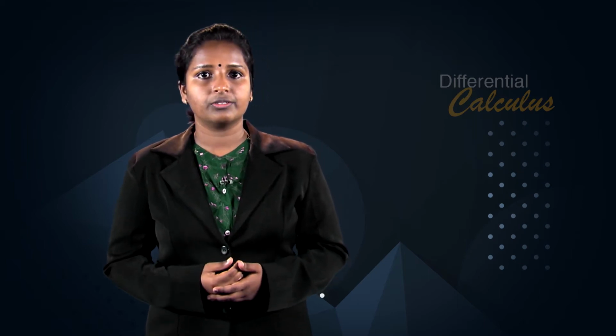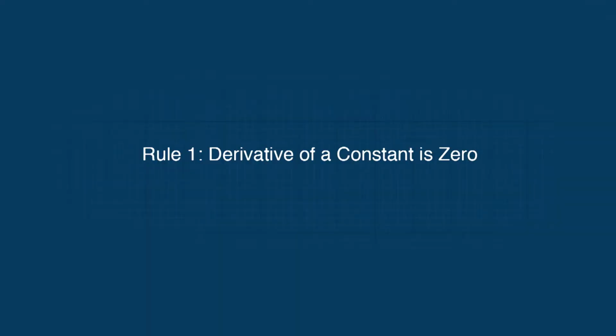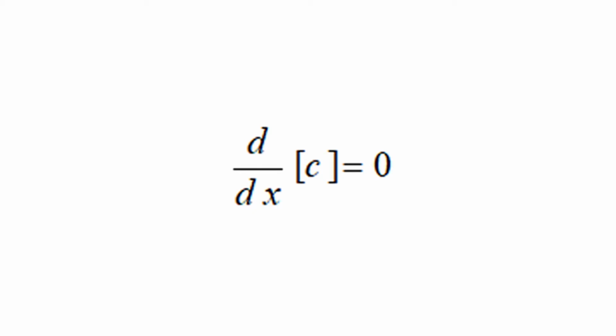The first rule of differentiation is that the derivative of every constant function is 0. Rule 1, derivative of a constant is 0. If c is a constant, then d upon dx of c is 0. We prove this as follows.